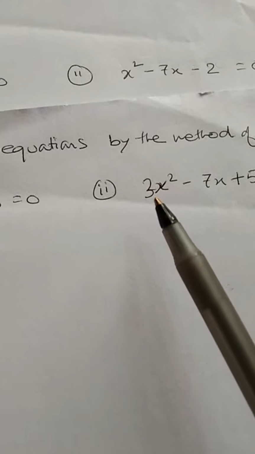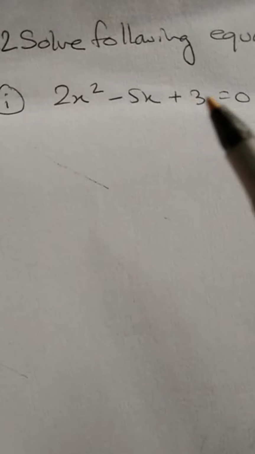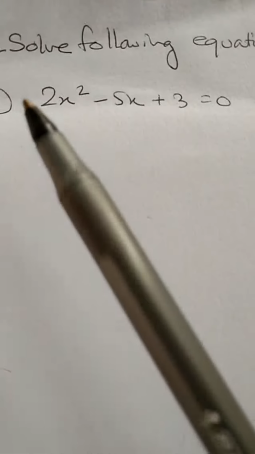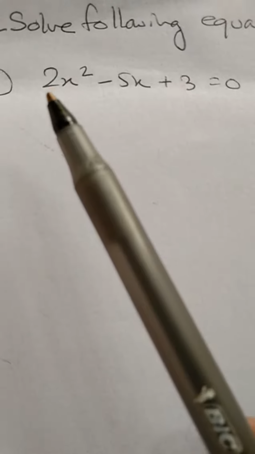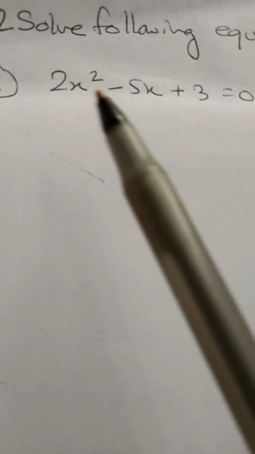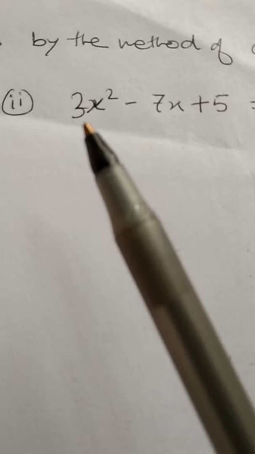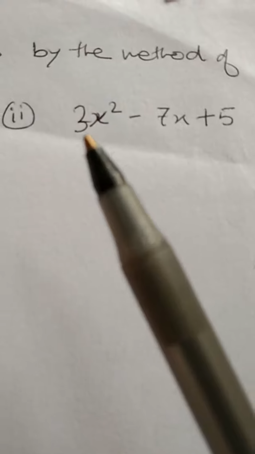Here we have a coefficient of x². So for this kind of equation, first we'll have to shift this coefficient of x² to the right side, or somehow remove this. For this, we'll divide the equation on both sides by this coefficient of x². So here it is 2, so we'll divide both sides by 2. And in the second equation this is 3, so we'll divide both sides of the equation by 3, so that x² is free of coefficient.